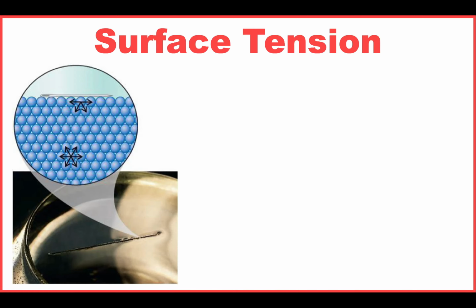So let's start with this figure. As you can see, there is a needle floating on water. Now the question is, how? Some would say it's because the needle is light, that's why it floats. Actually, it's not. If you drop the needle vertically, it will sink. So what is the reason? This is due to the surface tension.